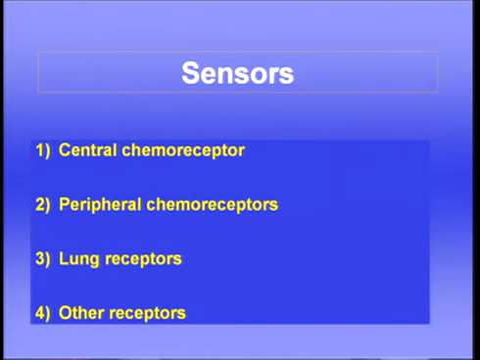Let's move on and talk about the sensors, and this is a much bigger topic. So the sensors can be divided into four main categories.